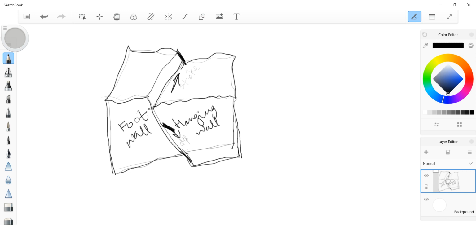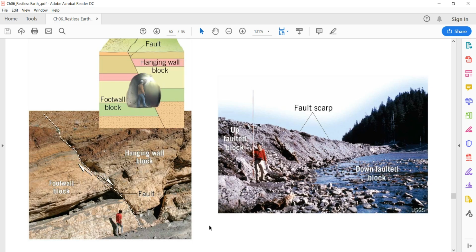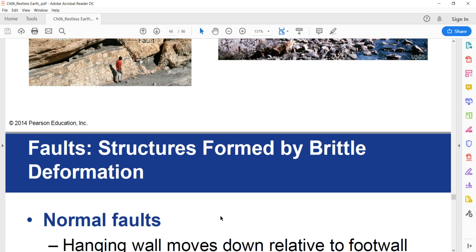So this whole thing together is called a fault plane, and the hanging wall can move vertically or horizontally. When it is vertical, it is called a dip slip, and when it is horizontal, it is called a strike slip. Okay, so just remember these two terms, dip slip and strike slip. Now the dip slip can be two or three different types depending on the direction in which the hanging wall moves.